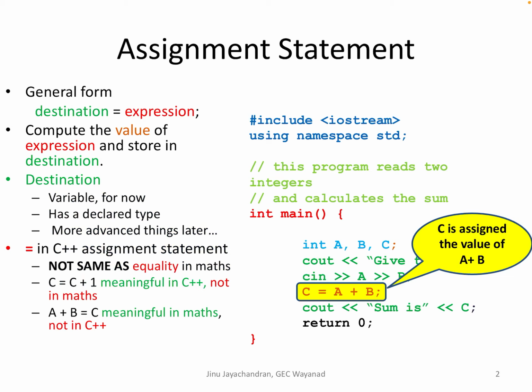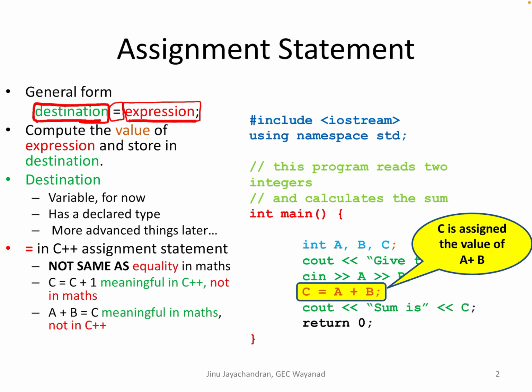So in general form, any mathematical statement of your C++ code will have a left hand side, an assignment operator, and a right hand side. The right hand side is called the expression. The left hand side is called the destination.